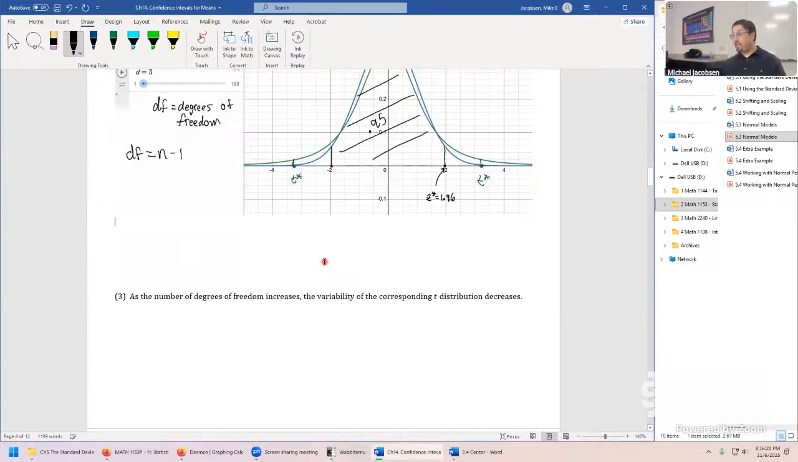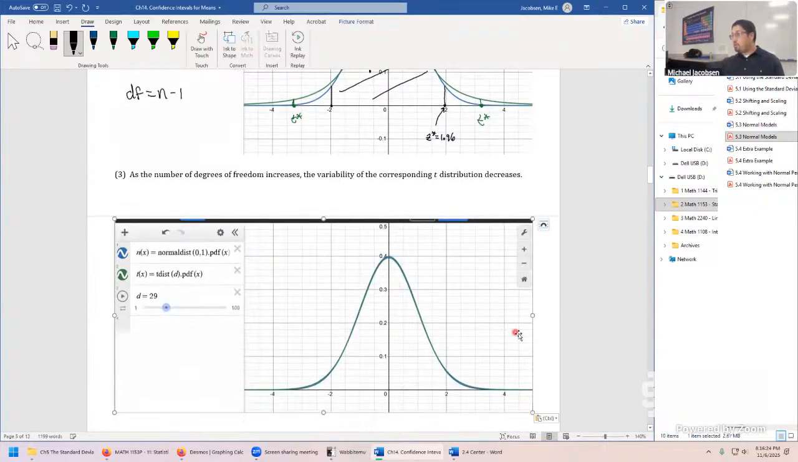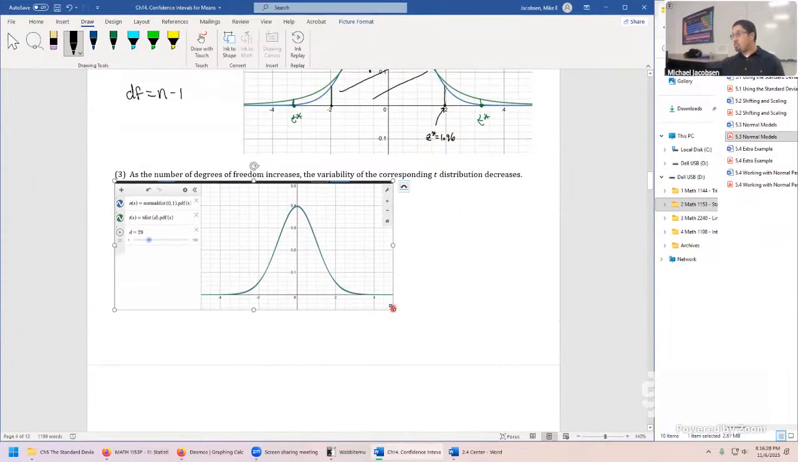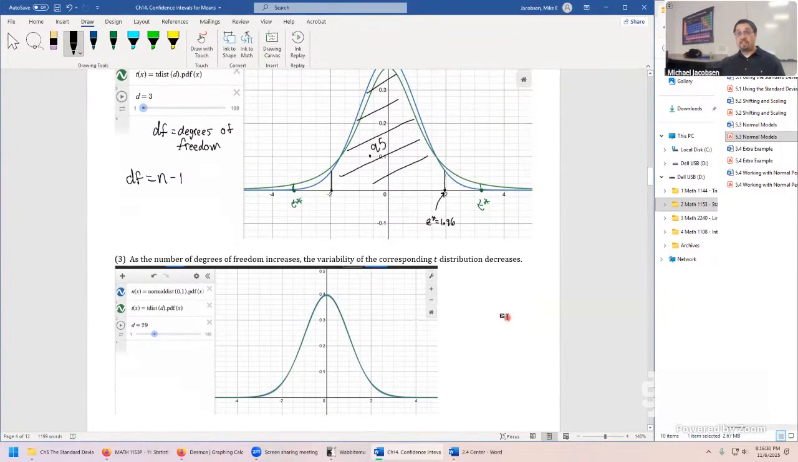So that's concept 3. As the degrees of freedom increases, the variability corresponding to the T distribution decreases as well. So larger sample sizes means the curves look about the same. But we'll see the difference. We're going to start calculating our T stars to see how different they are at large sample sizes, like say 30 or 100, and you'll see the difference as well.